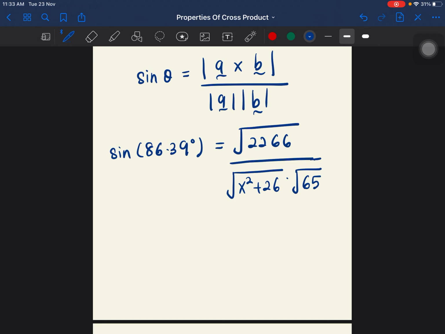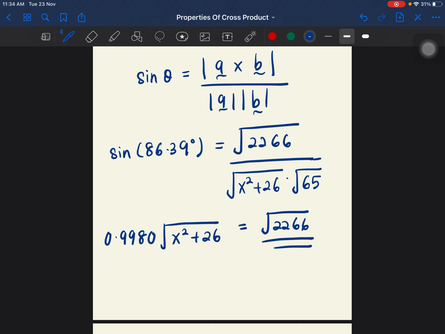So sine 86.39 will give you 0.9980. Since we are going to find the value of x, we have to move this to the left hand side. So multiply by the square root of x squared plus 26, which is equal to the square root of 2266 over the square root of 65.